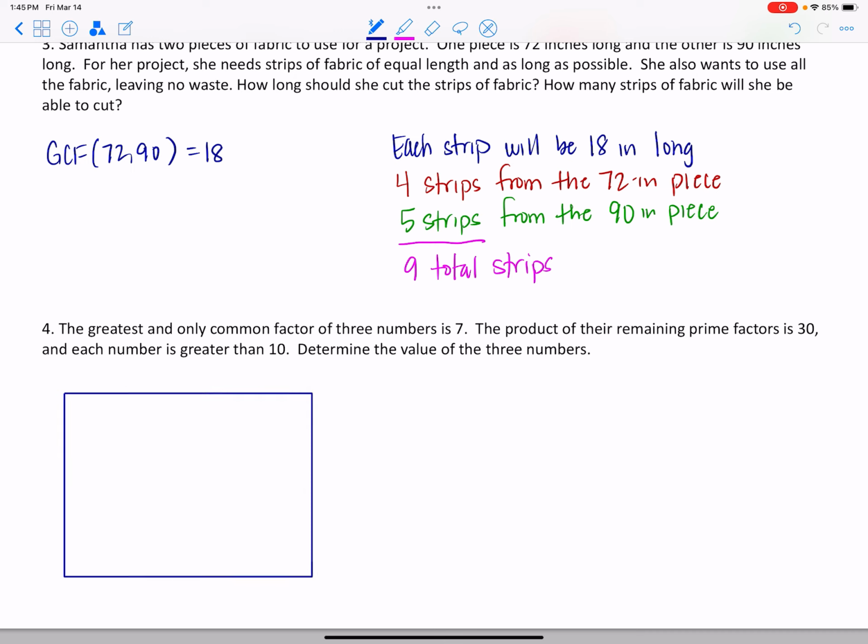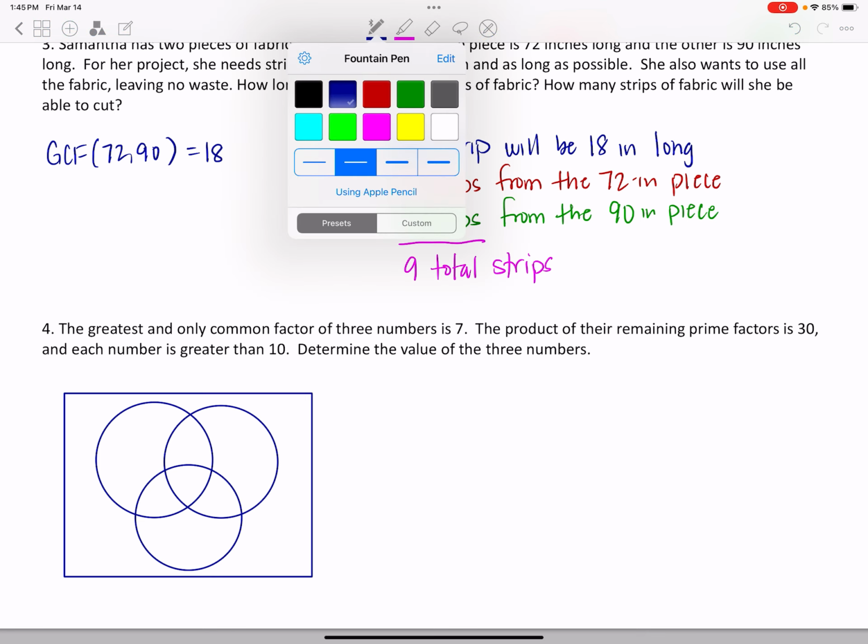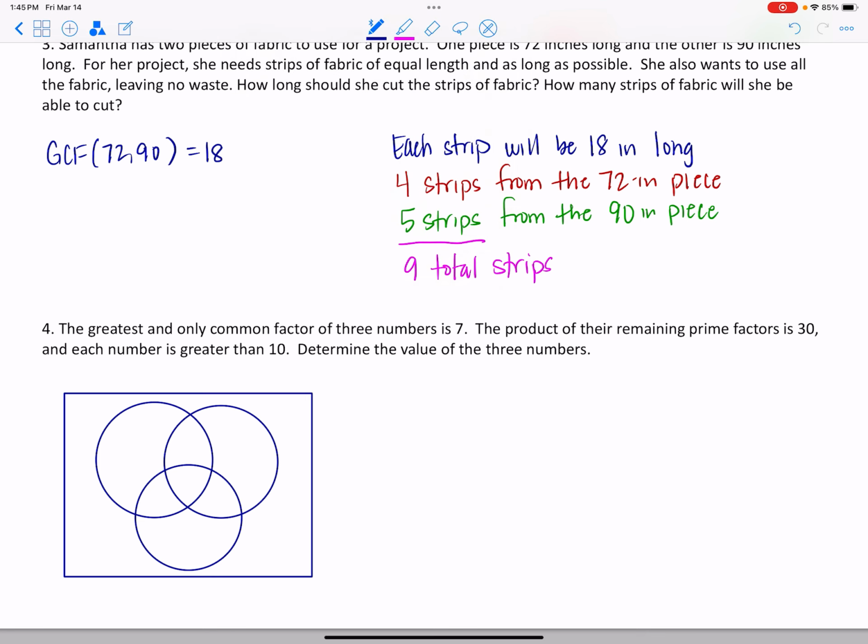I'm going to make my Venn diagram with 3 sets. First number, second number, third number. I know you're jealous of my ability to make a crappy circle turn into a perfect one. If you had an iPad, you too could enjoy this luxury. So I'm going to call my numbers A, B, and C because I don't know what they are.